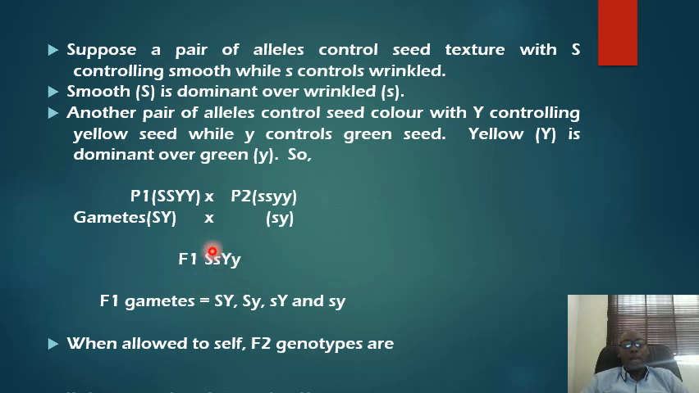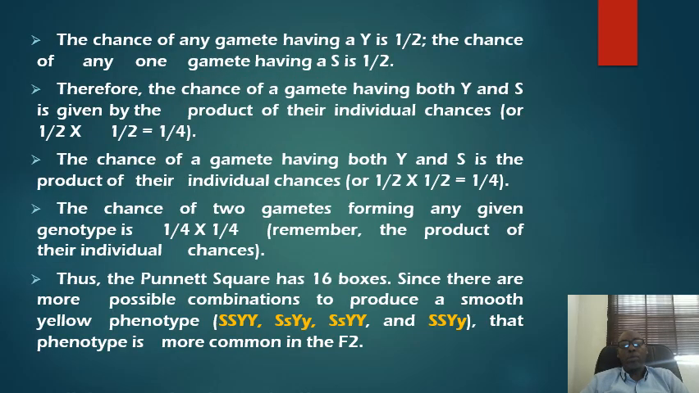Now, looking at the F1 genotype, we can get 4 possible gametes from here: smooth and yellow, smooth and green, wrinkled and yellow, and wrinkled and green. And when these gametes are allowed to fertilize in the F2 generation, you're going to have a difference. Now, the chance of any gamete having a capital Y is 1 over 2, because it is either capital Y or small y, yellow or green.